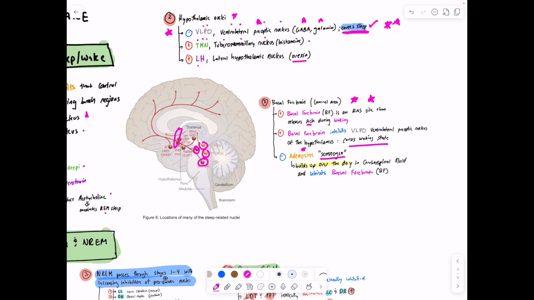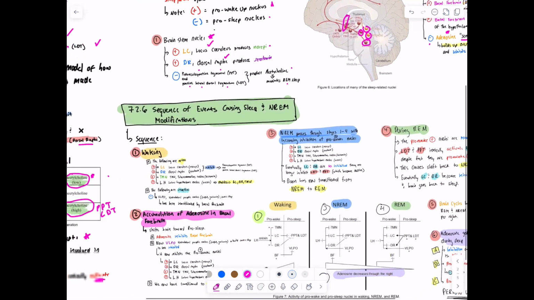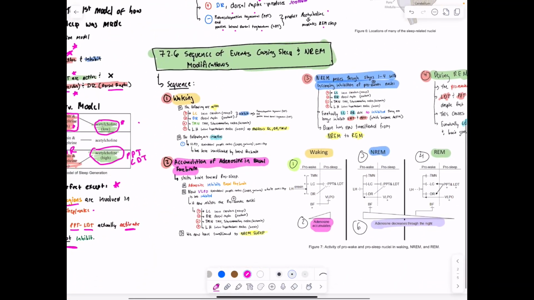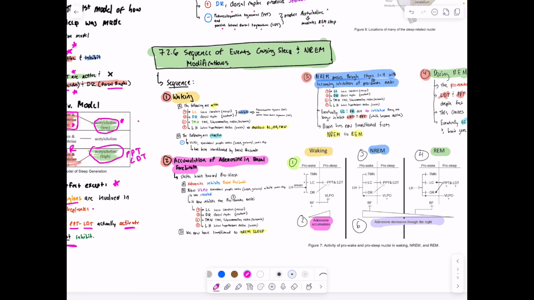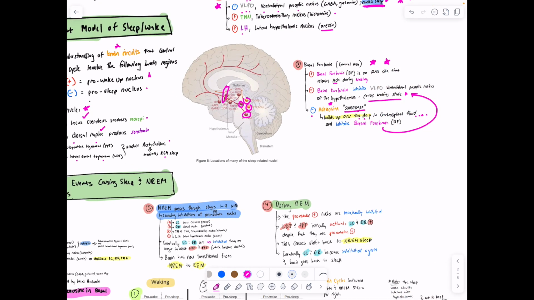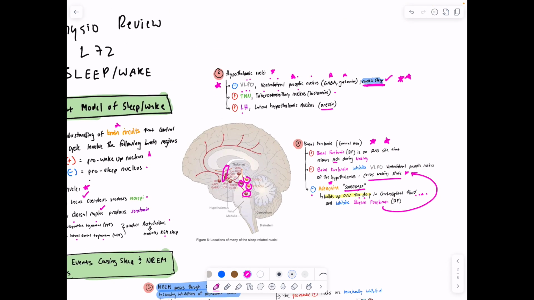And so the idea is adenosine is going to be pro-sleep. It builds up over the course of the day in the cerebrospinal fluid, and it's going to inhibit the basal forebrain. If the basal forebrain is inhibited, then it is going to cause you to get tired and sleepy. All right, so we have adenosine as not a nucleus, but instead just a chemical that is going to inhibit the basal forebrain, which is ultimately responsible for causing waking, and then that basal forebrain is going to inhibit VLPO, which does in fact cause sleep.